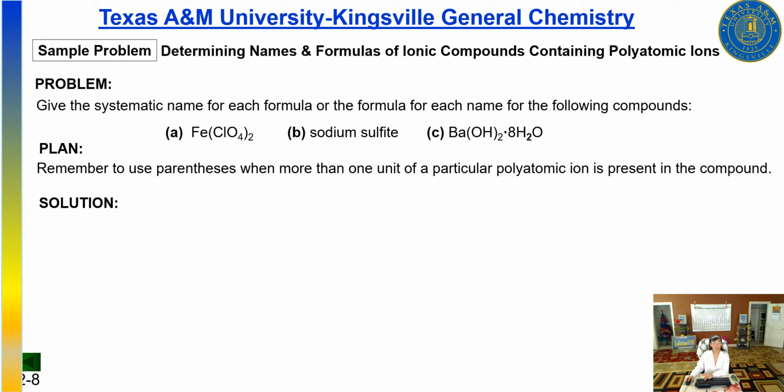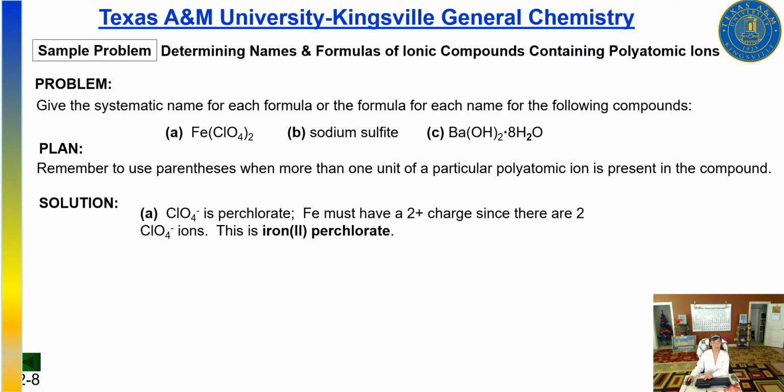And then also you need to know the charge. First one, A, ClO4 negative, that one is your oxo anion, which you call perchlorate. Your Fe needs to have the accurate charge, because your perchlorate is negative 1, so your Fe must have a positive 2 charge. Therefore, you balance off your compounds.